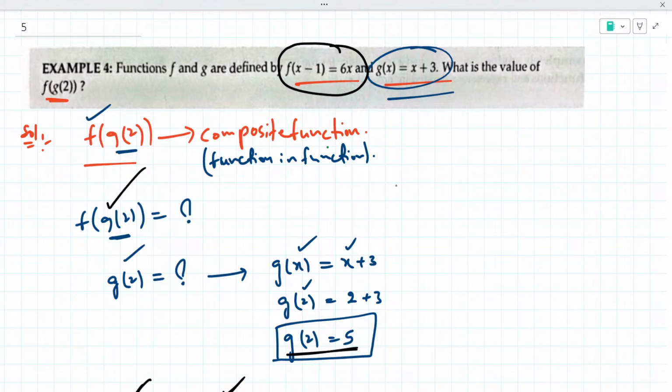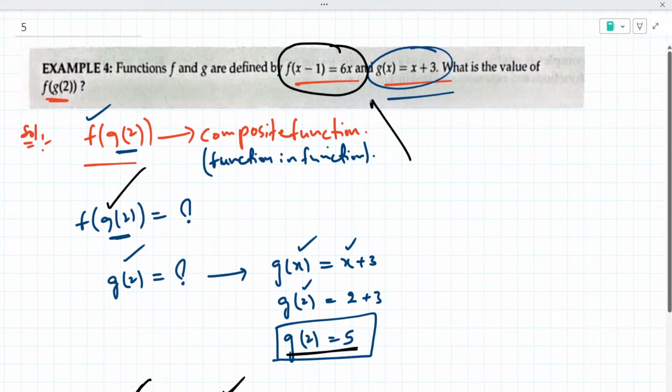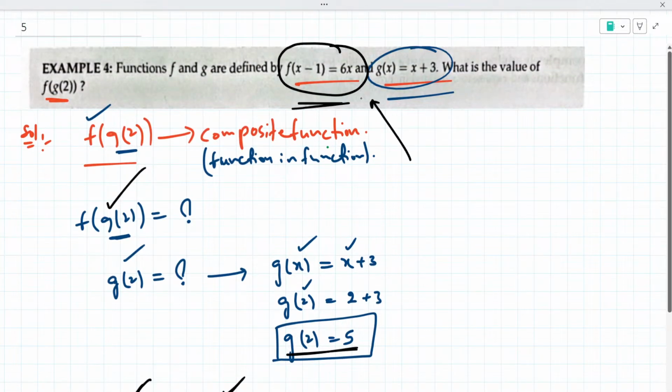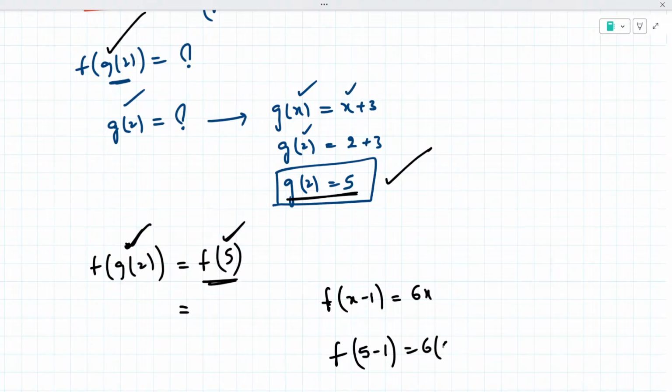So how to get f of 5? What function were we given? f of x minus 1 equals 6x. This is the given information from the question about the function f. We want f of 5. If you just substitute like in the previous one, in the place of x, you are going to get 6 times 5 is 30.